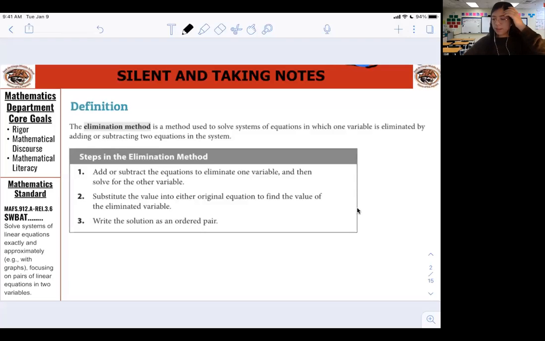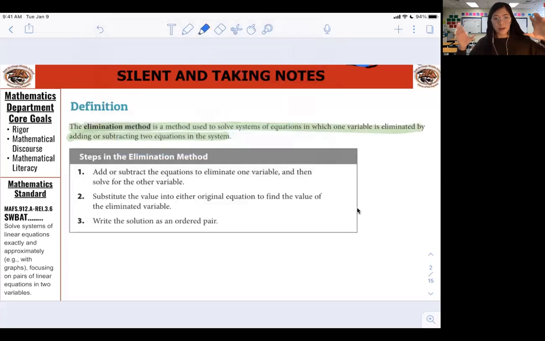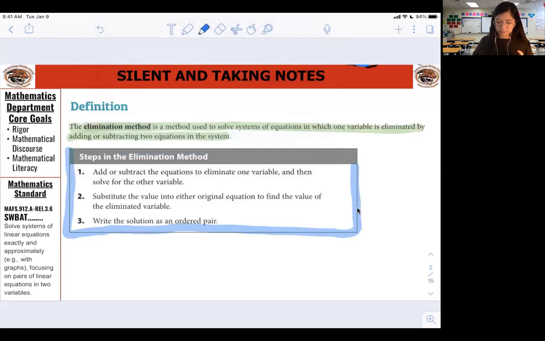So for this elimination method, let's go ahead and write down the definition. And then in the corner of your notebook, kind of like we did with substitution, I want you to take these steps for elimination and write them down in the corner of your page, somewhere that you can come back and look at it as many times as you need to.